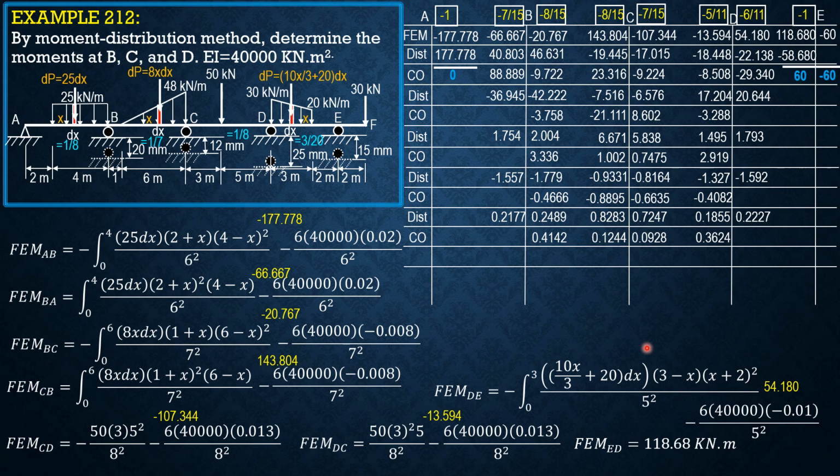So those are the moments, and because this is moment distribution method, they are close to the answers to three moment equations, very close, and slope deflection equations. So that's it for this problem.